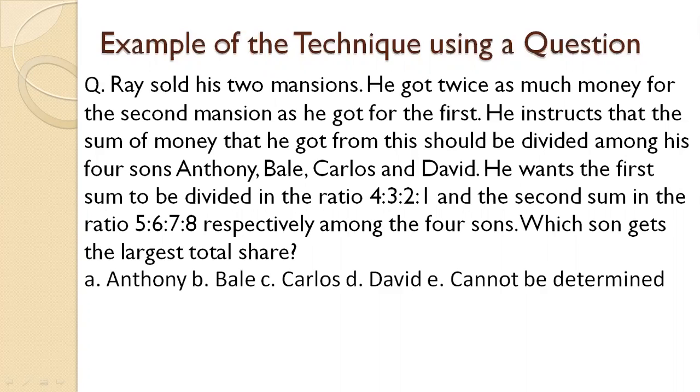The money that he got from the sale of the first mansion, he wants that to be divided in the ratio 4:3:2:1. And the money that he got for the second mansion, he wants that to be divided in the ratio 5:6:7:8, respectively, among these 4 sons. The question is, which son gets the largest total share? A. Anthony, B. Bale, C. Carlos, D. David, or E. cannot be determined and needs more information.